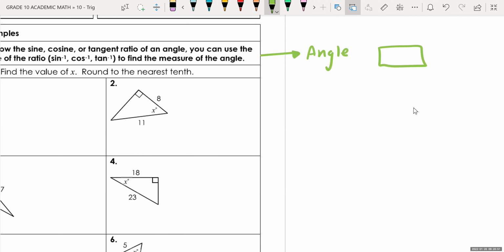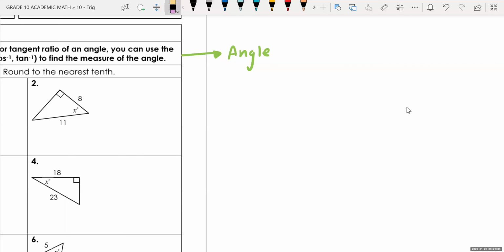Here are the buttons we need to find on our calculator. So find the button on your calculator that has the little -1 sign. Okay, sorry, we're back. So we're going to try to find the button that says sine inverse, and then we're going to try to find the button that says cosine inverse and tan inverse.